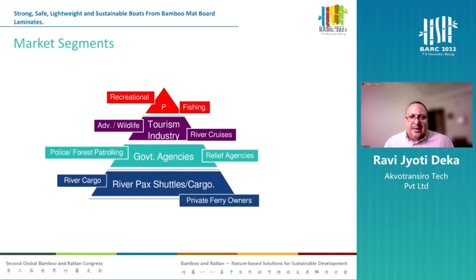The second part is government agencies and relief agencies for floods and river patrolling, because again, of the advantages of much lighter weight, long lifespan and sustainability. Then you have the tourism industry, like adventure and wildlife tourism, where they are very conscious about using more eco-friendly products, like river cruises. And of course, there are small private users, for recreational boating and for fishing purposes.